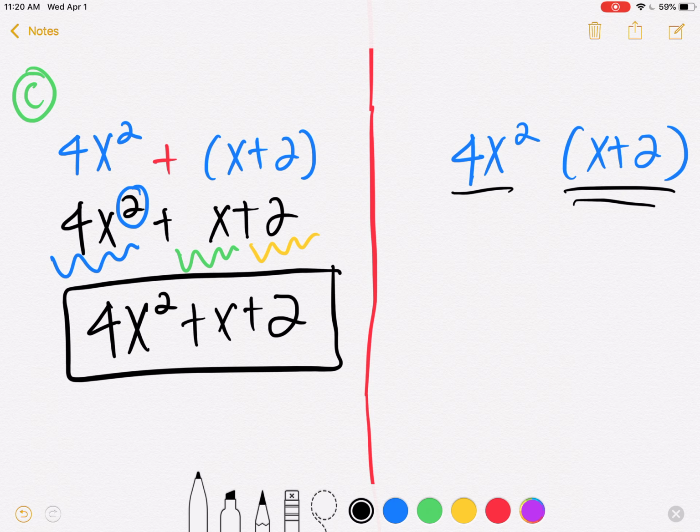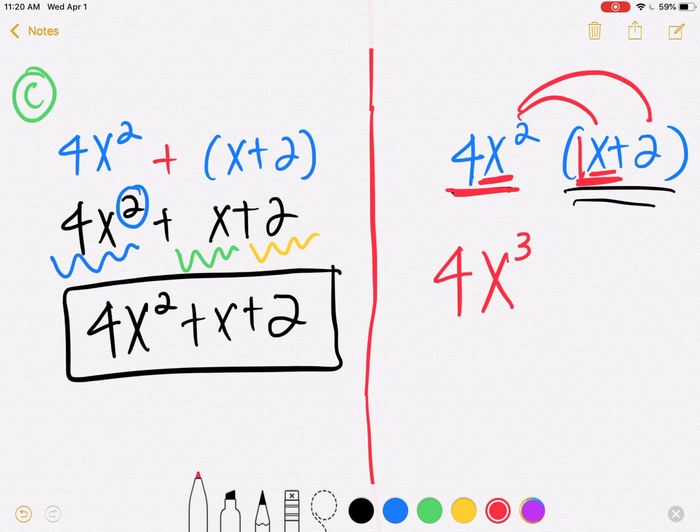If you were to multiply those together, though, you could use the distributive property. So 4x squared times x, okay? So my constant here is technically a 1 if there's nothing there. So 4 times 1 is 4. And then remember, you're multiplying x squared with x. So that's going to be x cubed because this x has a power of 1. And you add your powers together, okay?